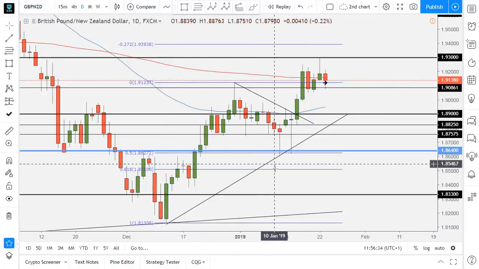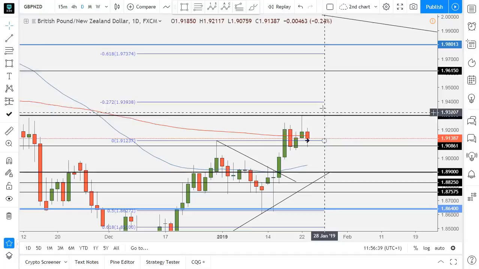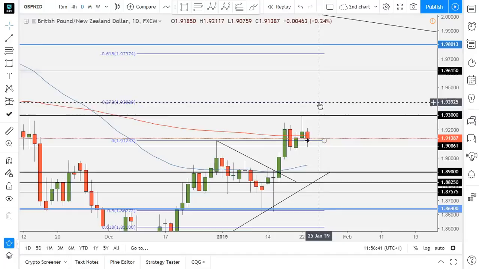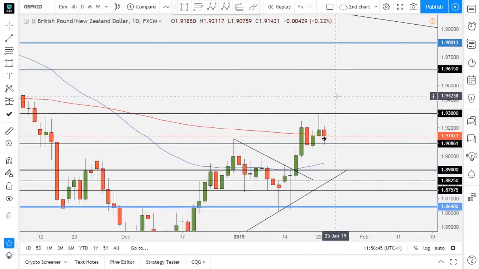So this is an ABCD pattern. So you will be projecting, if price breaks this weekly level, it will go to our first extension, then this is our second extension, etc. You can apply all these technical skills on high time frames as well.